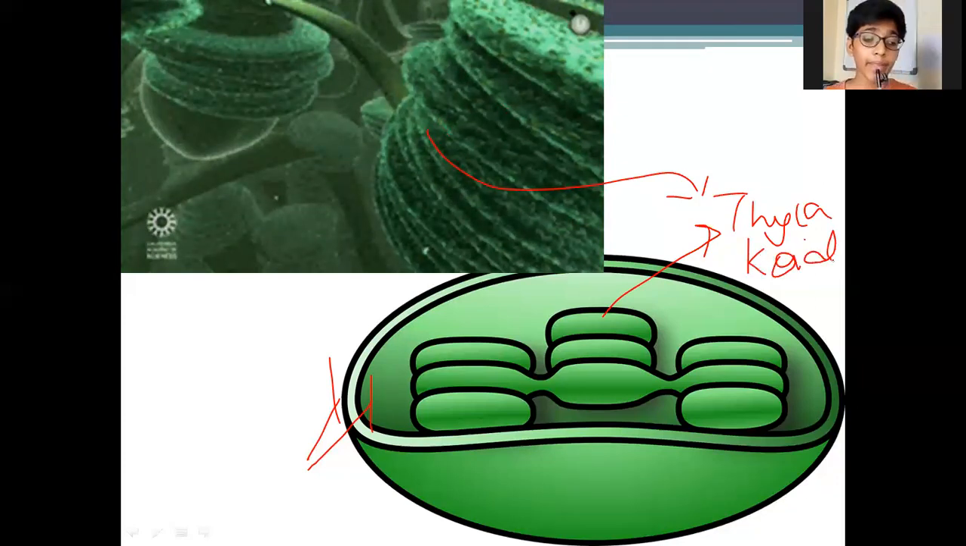Thylakoid membranes. These thylakoid membranes only contain the chlorophyll. Now, these thylakoid membranes stack up. They are present in stacks. So these stacks are called granum. Stacks of thylakoid membranes are called granum.